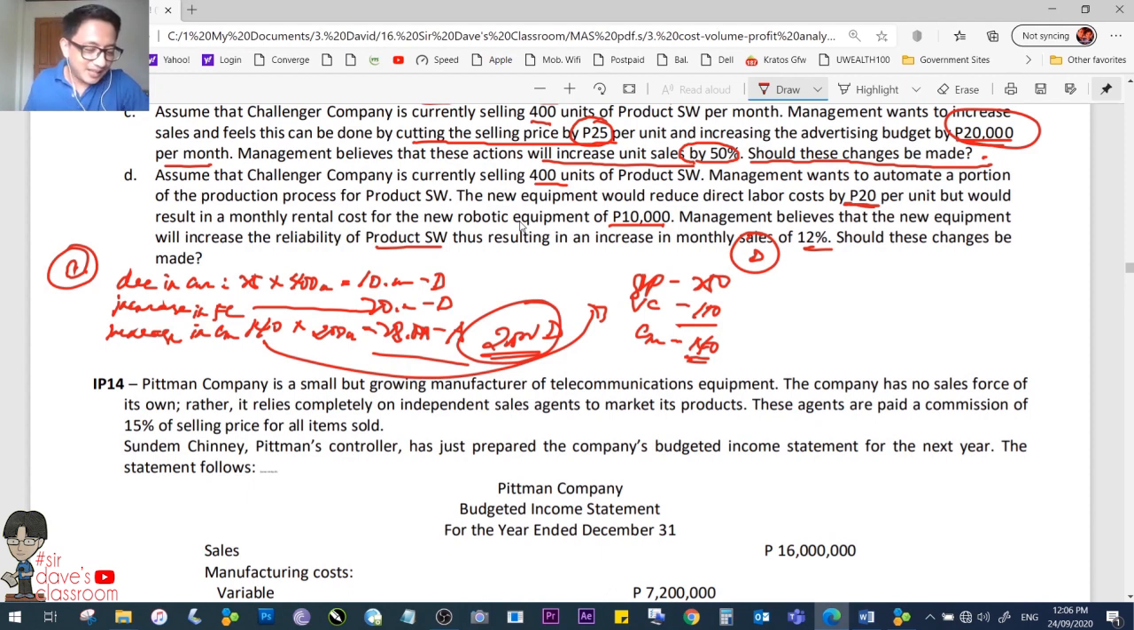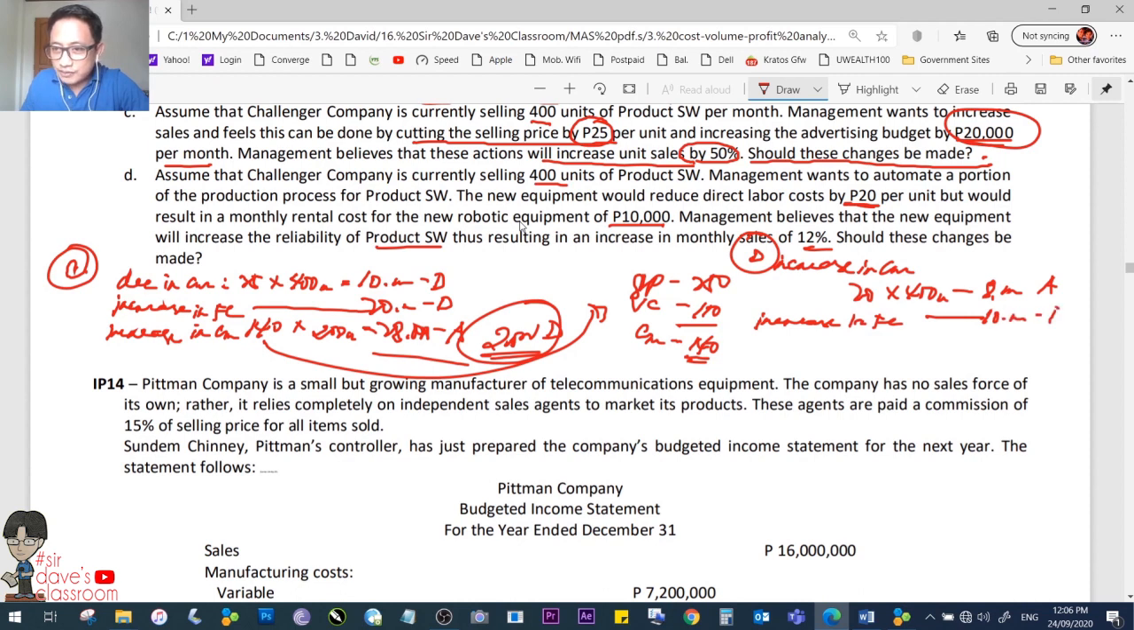So, letter D, increase in contribution margin. Ilan tayo dito? You have 20 pesos sa baba times 400 units. Your contribution margin, total contribution margin will increase by 20 pesos bawat isa dun sa currently na nabibenta mo, which is 400 units. That is an 8,000 advantage, right? Increase in fixed cost, just like a while ago. That must be 10,000 disadvantage naman.